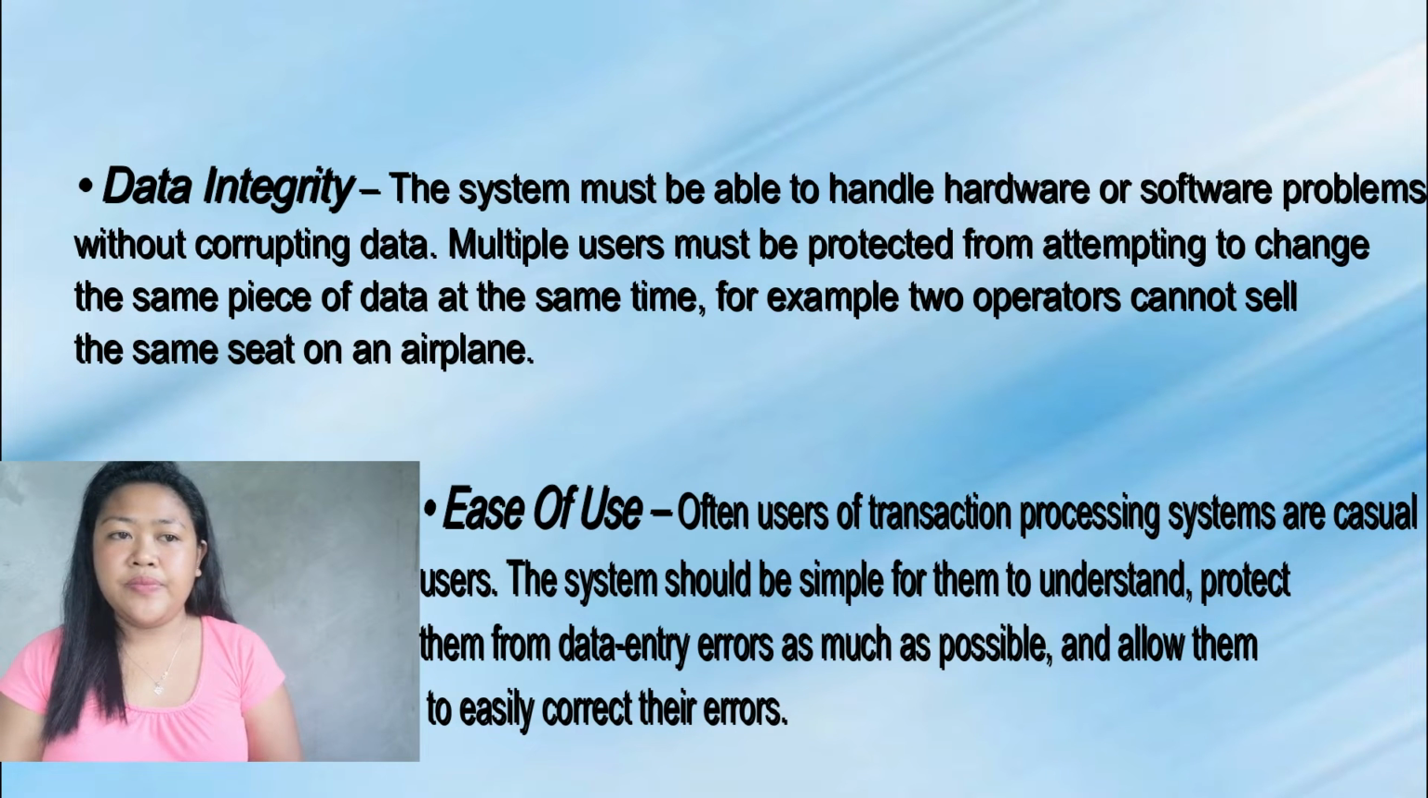Data integrity. The system must be able to handle hardware or software problems without corrupting data. Multiple users must be protected from attempting to change the same piece of data at the same time. For example, two operators cannot sell the same seat on an airplane. Ease of use. Often users of transaction processing system are casual users. The system should be simple for them to understand, protect them from data entry errors as much as possible, and allow them to easily correct their errors.